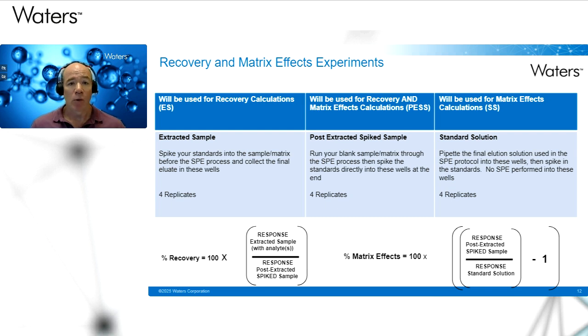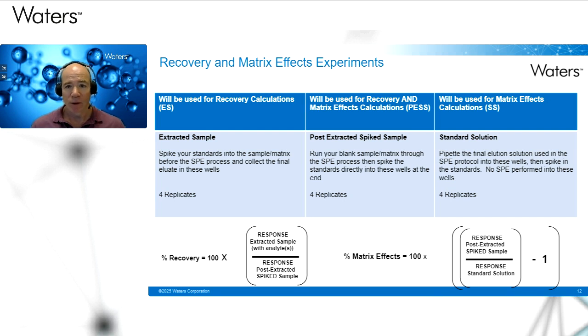We also have a post-extracted spike sample. In this case, we just extract blank matrix through our sample prep procedure and then spike the standards directly into these vials at the end. And in this case, we are calculating the mass balance, so we're adding exactly the same amount that we started with into the blank samples. And that really tells us how much is coming through versus being left behind.